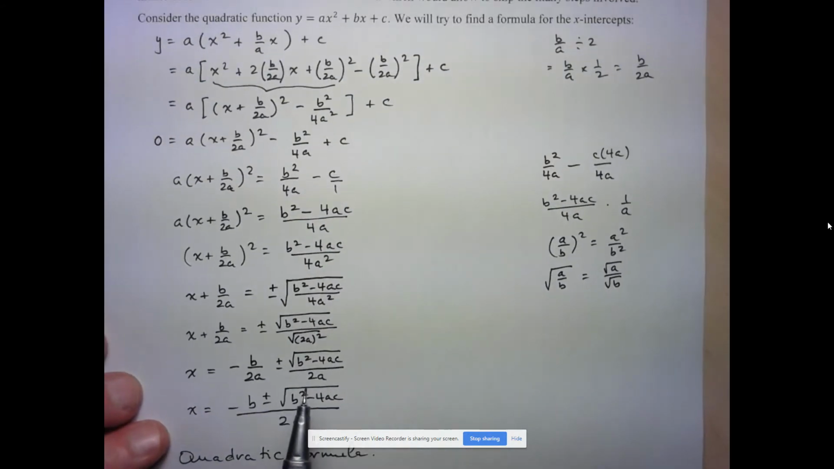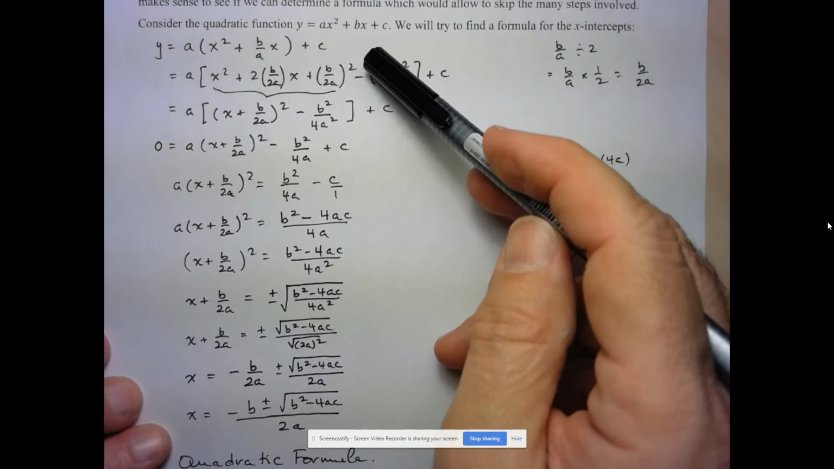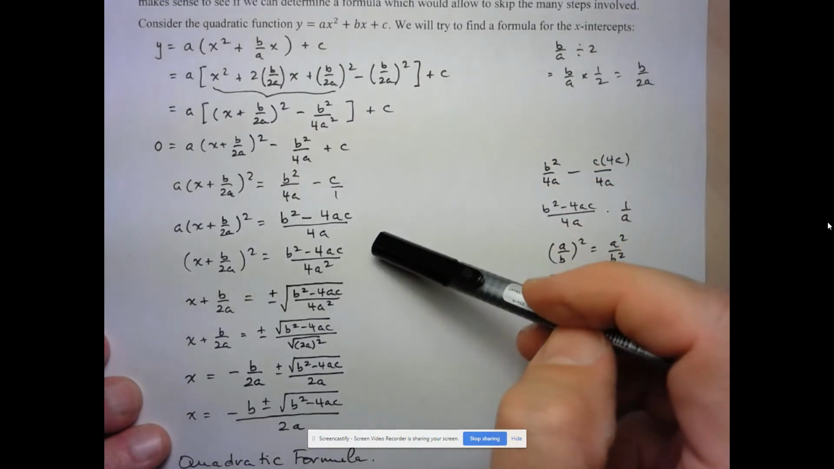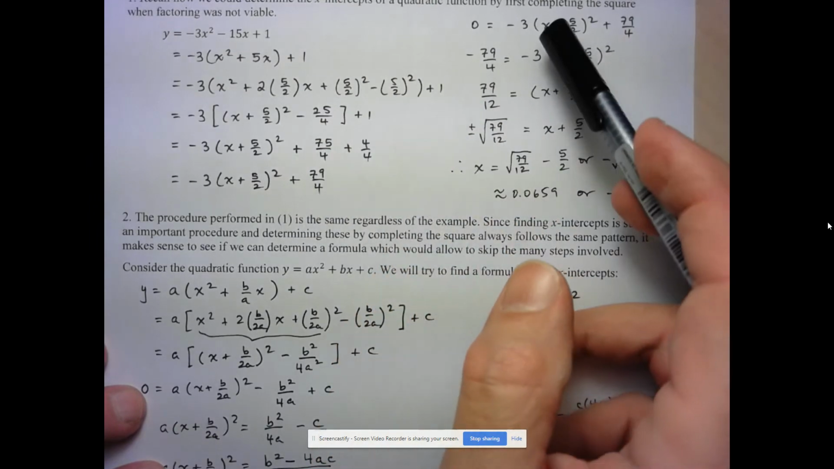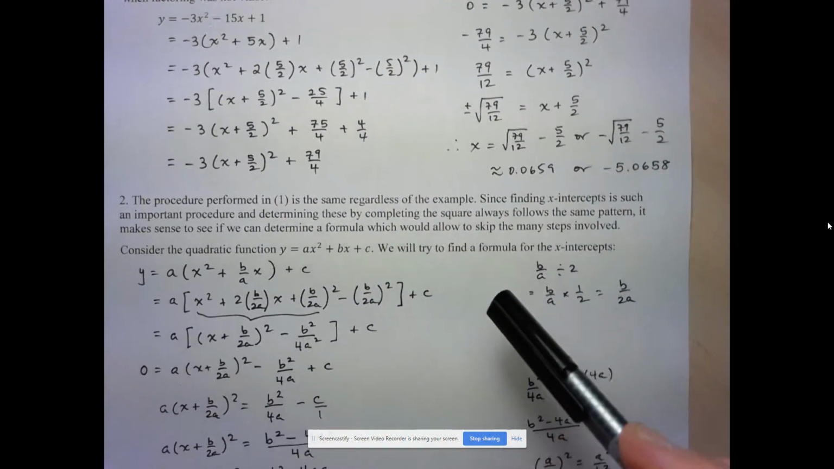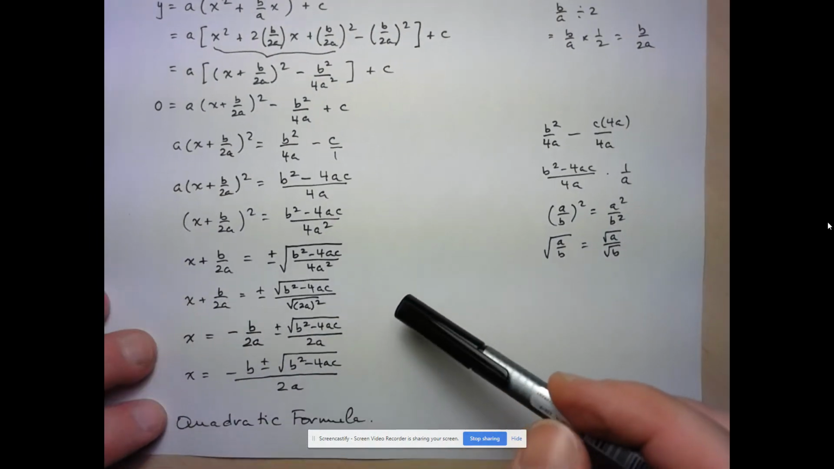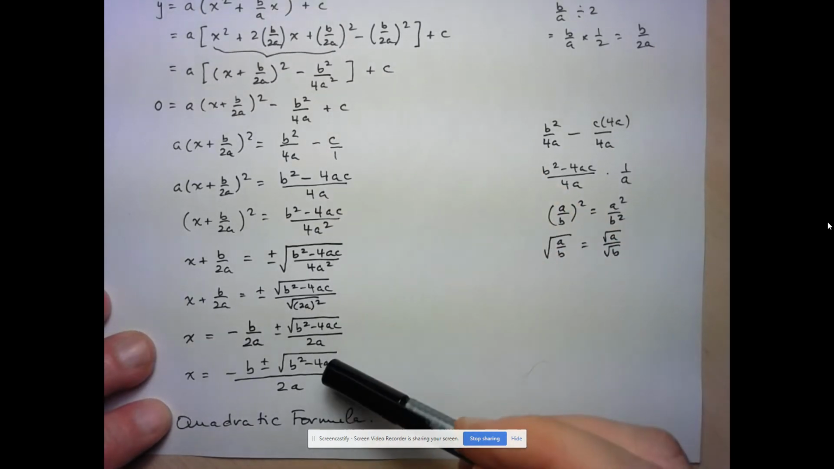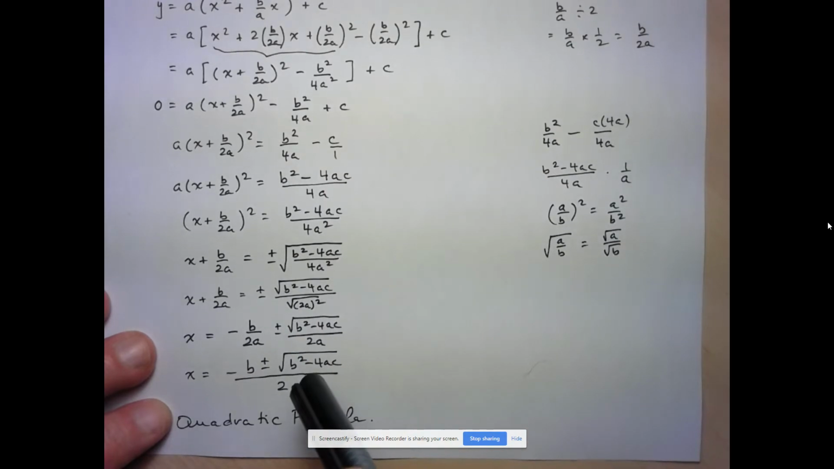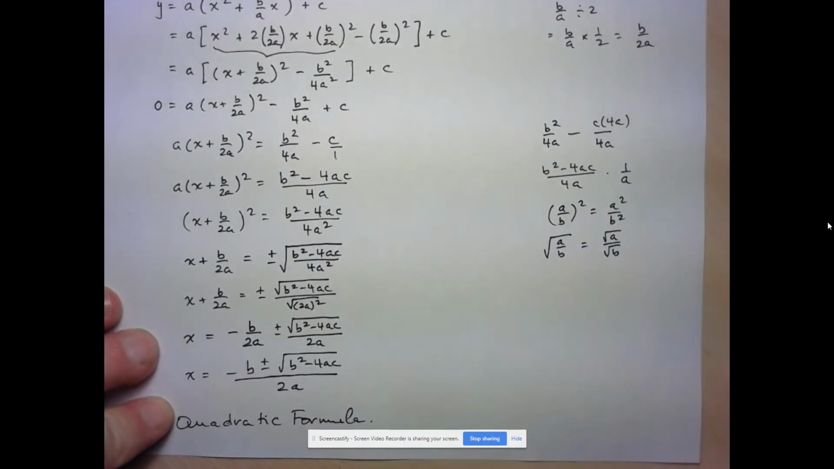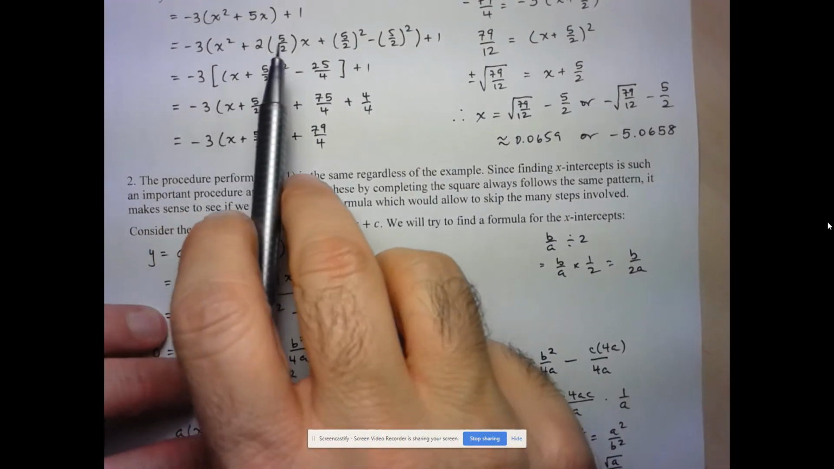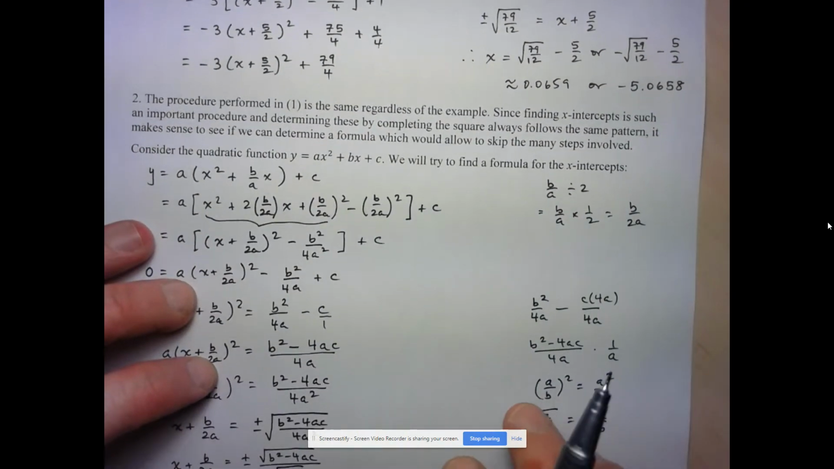So you might think to yourself, wow, that was a lot of work we did. This was so much more complicated than what we had to do when there were actual numbers. But what you have to realize is that now that we've proven that this formula is correct, you never have to go through that whole process again if all you're looking for are the x-intercepts.